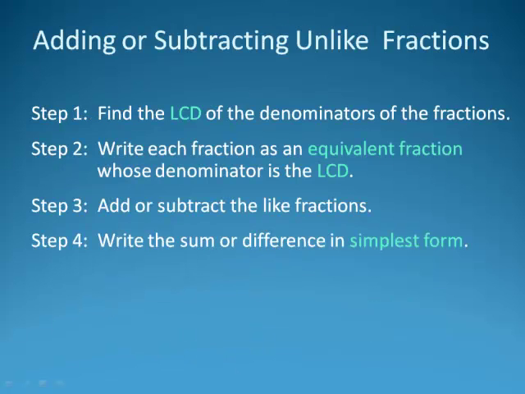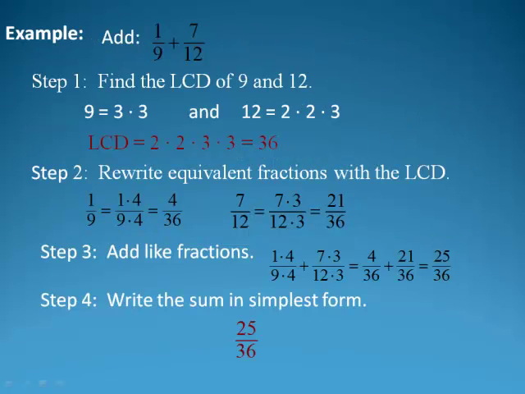So let's summarize that. When you are adding or subtracting fractions that are not like fractions, in other words, their denominators do not match, your first step is to find the least common denominator of all of the denominators of the fractions in the addition or subtraction problem. Your second step is to write each fraction as an equivalent fraction, as we just did, whose denominator is the least common denominator. Then add or subtract the fractions because now they have a common denominator, and then write the sum in simplest form. So let's look at an example.